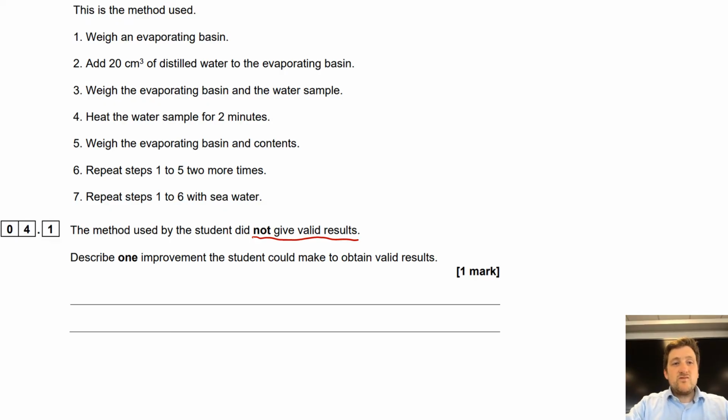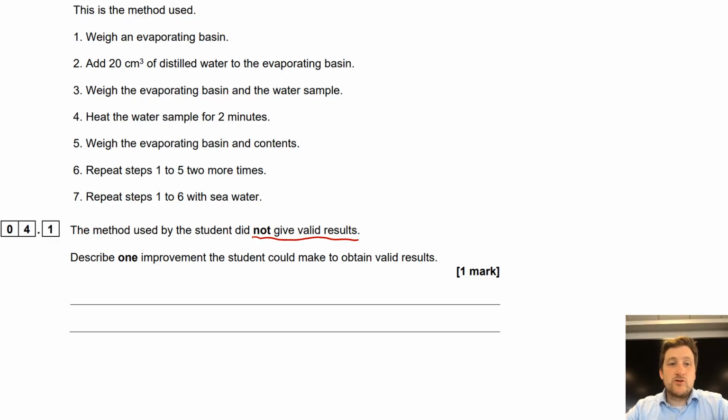Now, if we go through the steps, they weigh the evaporating basin originally, which is good. They then add the water and weigh it again. So that allows them to work out the mass of water actually in the basin. They then heat the sample for 2 minutes, weigh it again.